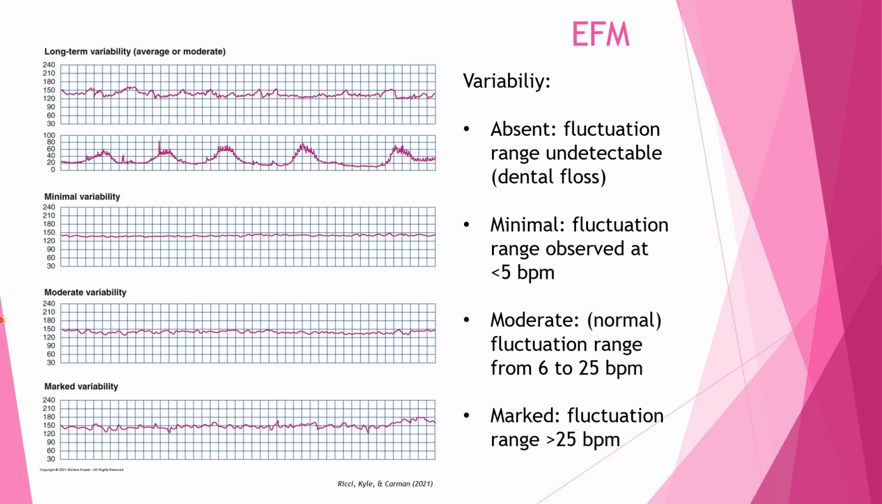Moderate would be the normal one I just discussed, so it's right up here too. It's the same thing. Marked variability would be here. It's a fluctuation in range greater than 25 beats per minute. It's not pictured here, but if you ever have absent variability, just think of dental floss. There's no squiggles. It's a straight line. It's not good. There's no liveliness to the newborn. So again, don't stress about variability, but just know that there are different types, and it really puts into perspective how the fetus is doing in utero.